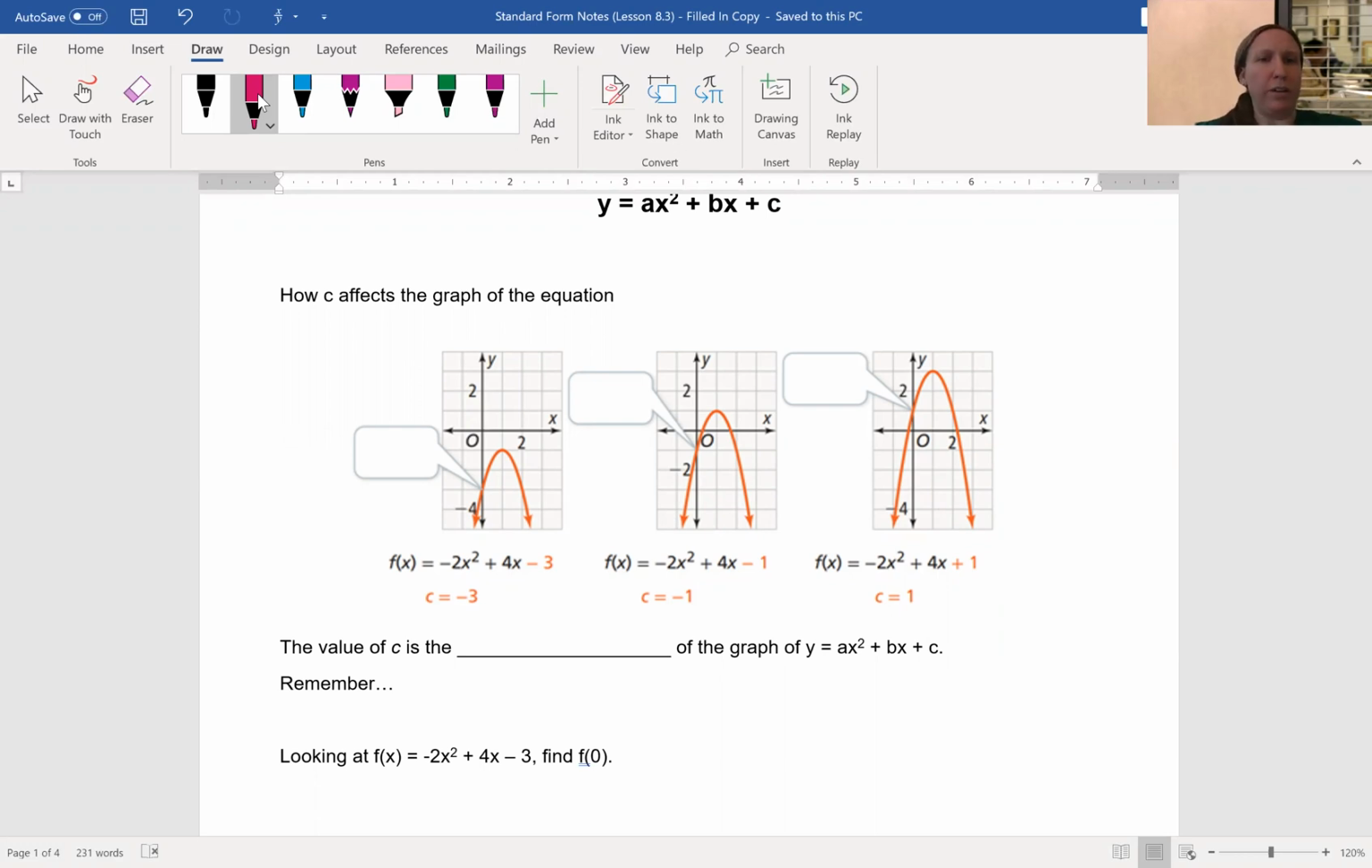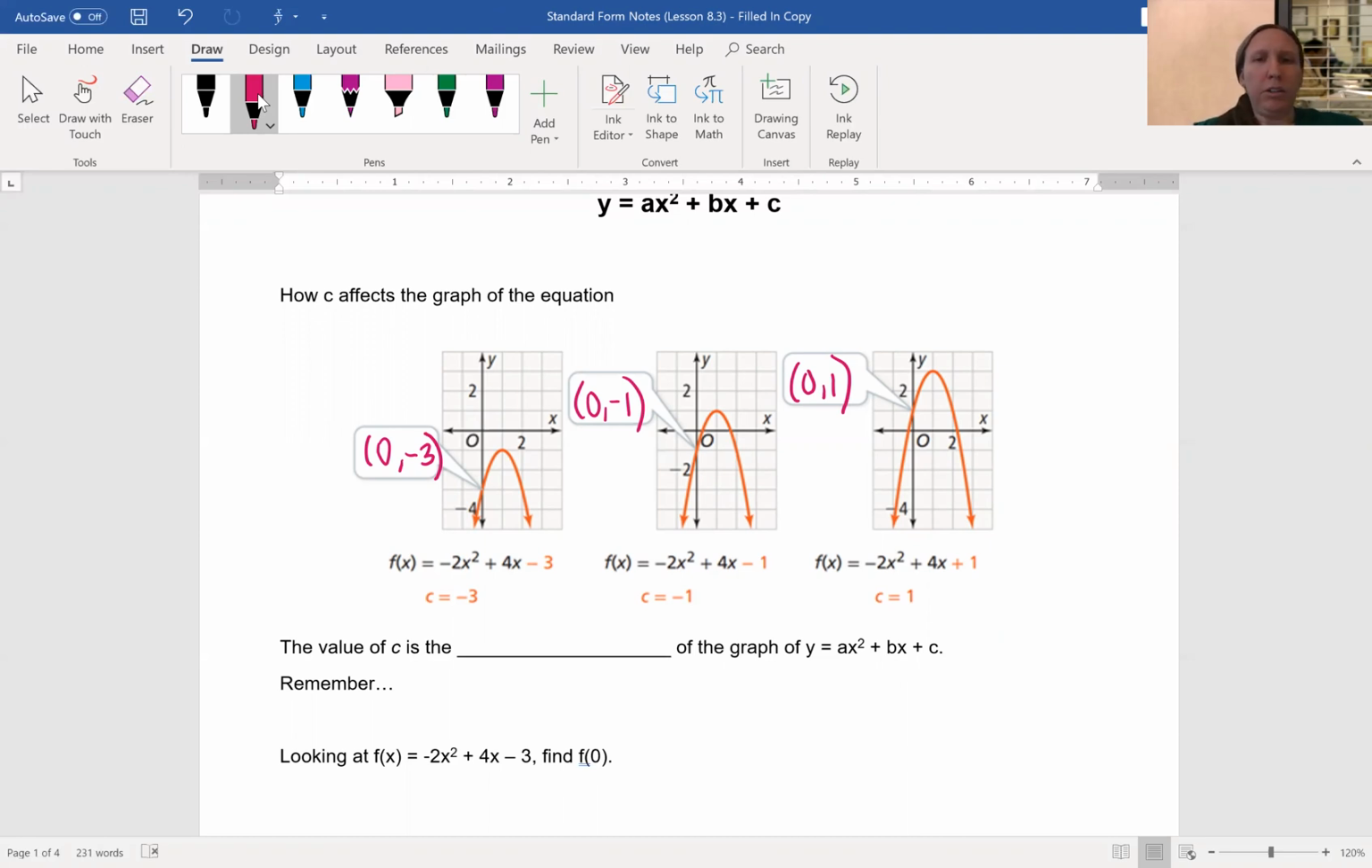So for our first one, there's this little bubble here because it's trying to draw our attention to this point right here, which is (0, -3). For that second one, it's pointing to this point right here, which is (0, -1). And for the last one, we're looking at this point right here, which happens to be (0, 1). And hopefully you're recognizing that it's pointing to those points because those are the y-intercepts of those graphs, okay?